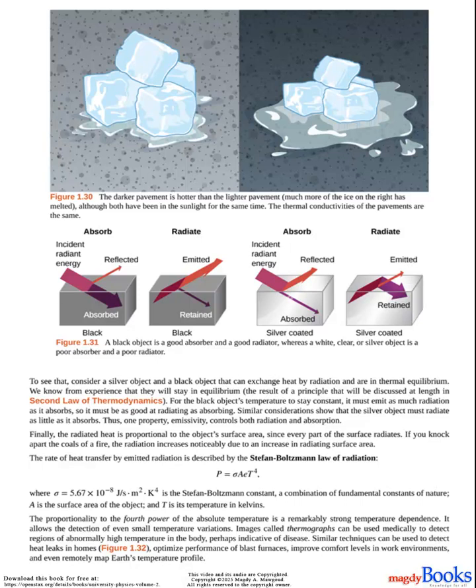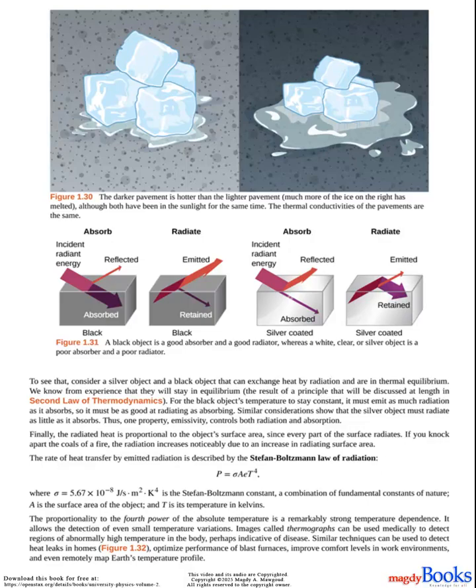Thus, one property, emissivity, controls both radiation and absorption. Finally, the radiated heat is proportional to the object's surface area, since every part of the surface radiates. If you knock apart the coals of a fire, the radiation increases noticeably due to an increase in radiating surface area. The rate of heat transfer by emitted radiation is described by the Stefan-Boltzmann law of radiation.